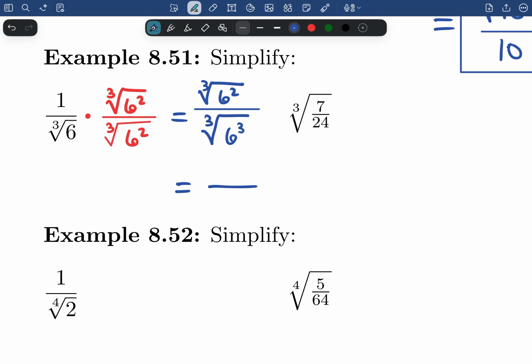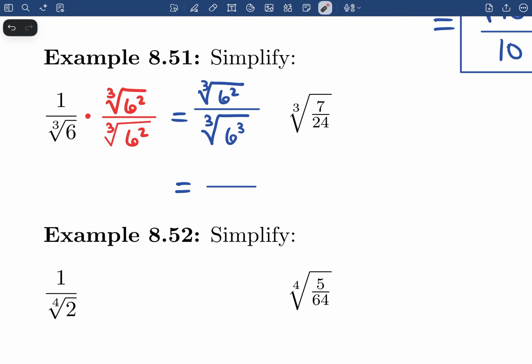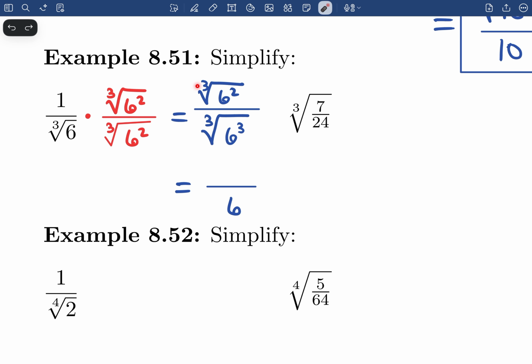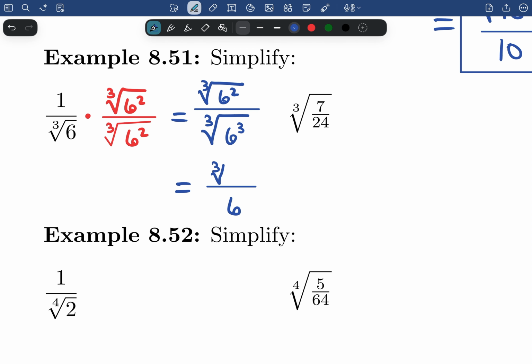And the cool thing is, looking at my denominator here, right? The power of 6, that exponent 3, is the same as the index value. And so that 3 divided by 3 is 1. The cube root of 6 cubed is just 6 to the first, and I can make that first power invisible. And on top, I couldn't simplify this any further. It's the cube root of 6 squared. Okay? Can't simplify that any further.